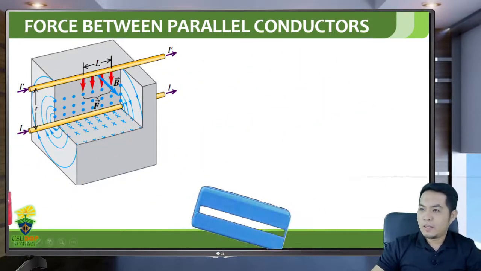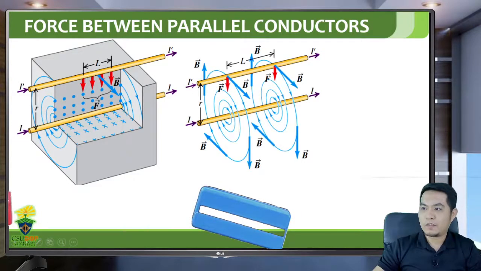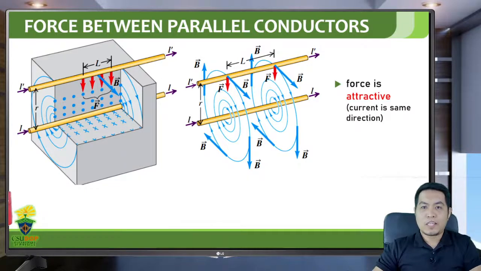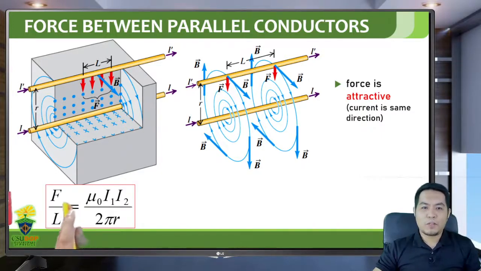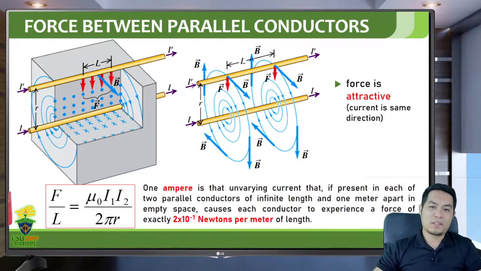So in another analogy, that's the other analogy. The force is attractive if the current is in the same direction. Fairly common in electrical wires. So the force per unit length between parallel conductors is given by this: mu naught I1, the current in the first wire, I2, the current in the second wire, over 2 pi R, where R is the distance between the two wires.